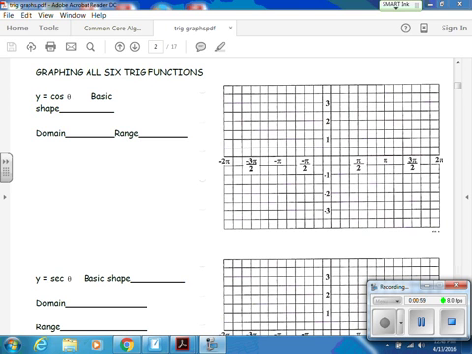Where does cosine start? Cosine starts at 1. And then where is it at pi over 2? Where is it at pi? And then at 3 pi over 2? And then at 2 pi, it's at 1. Cosine is like the cereal of trig functions.